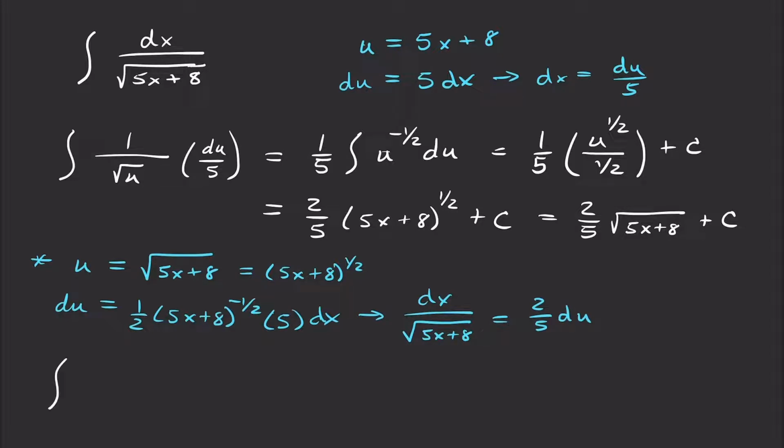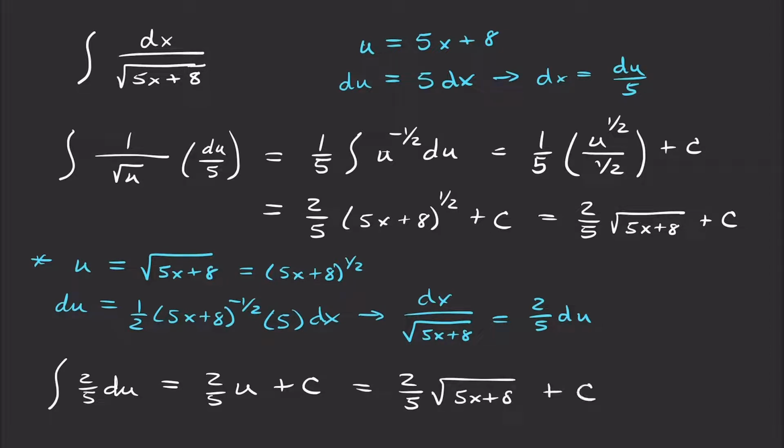And now if we substitute, we can see that our entire integral, dx over square root of 5x plus 8, is just our 2/5 du. So this is 2 over 5 du, which is just 2/5 times u plus c. And then if we substitute, we get 2/5 square root of 5x plus 8 plus c.